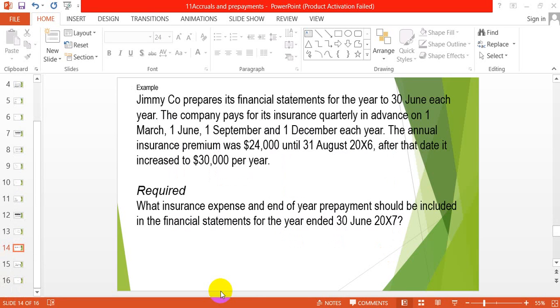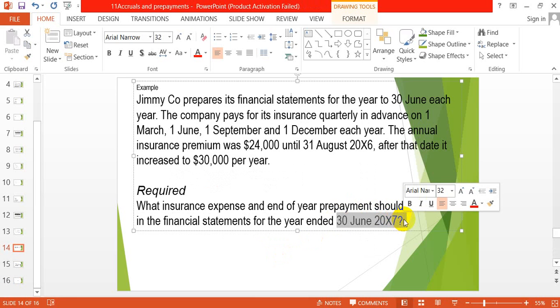Let's look at one more example. Jimco prepares its financial statements for the year to 30th June each year, meaning our reporting period will be 1st July x6 up to 30th June x7.